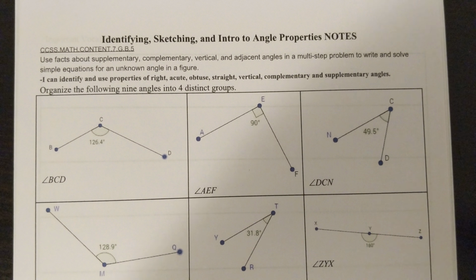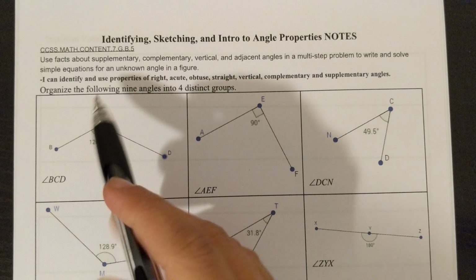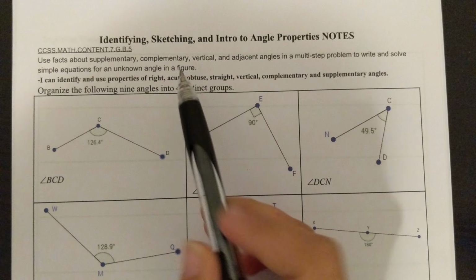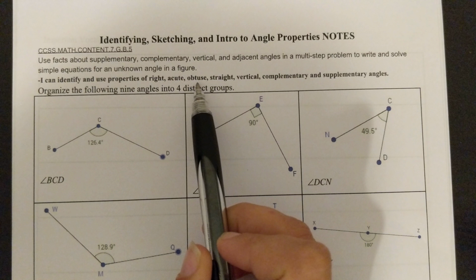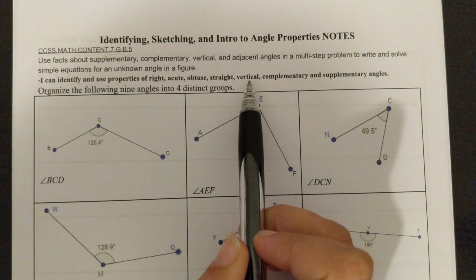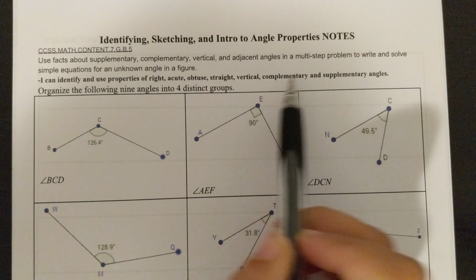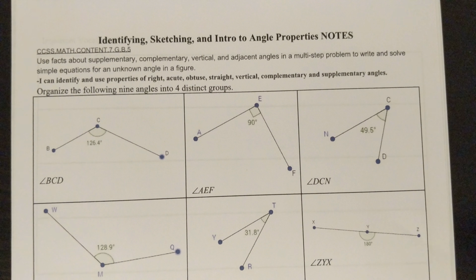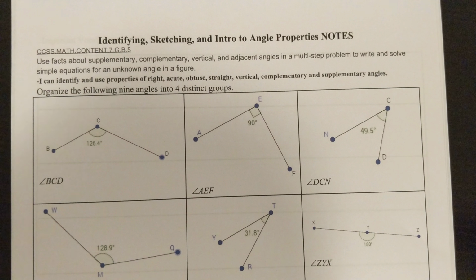In this video, we're going to complete notes on identifying, sketching, and intro to angle properties. Our I can statement for this standard is: I can identify and use properties of right, acute, obtuse, straight, vertical, complementary, and supplementary angles. So there's a lot of different properties that we will review in these notes.